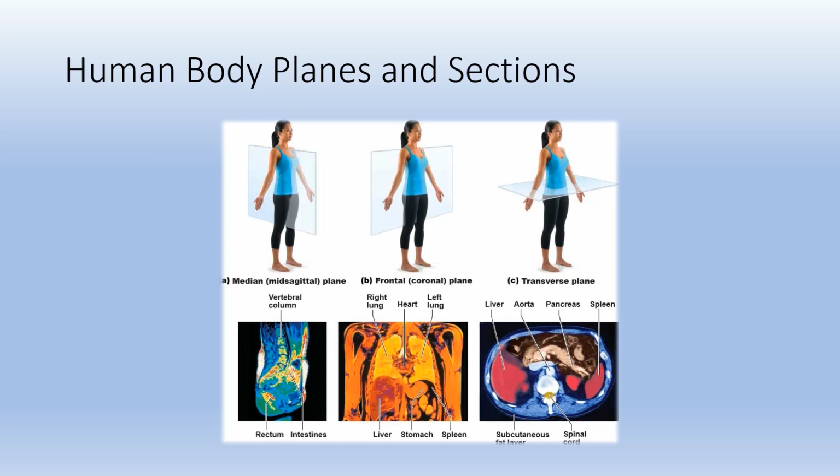The first plane is known as the median or the mid-sagittal plane. The median or mid-sagittal plane will divide the body into equal left and right halves. The next plane is the frontal or the coronal plane. The frontal or coronal plane will divide the body into an anterior and a posterior part, or you could think of that as front and back.